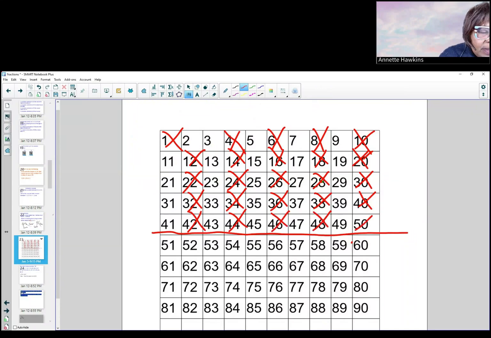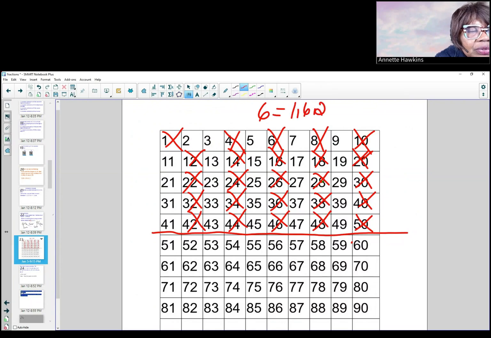Now all these numbers are divisible by 2, which means they have more than 2 factors. For example, let me show you because I don't want to go too fast. I crossed out 4. So the factors of 4 are 1, 4, and 2. See, a prime number can only have 2 factors. So 4 has 3.